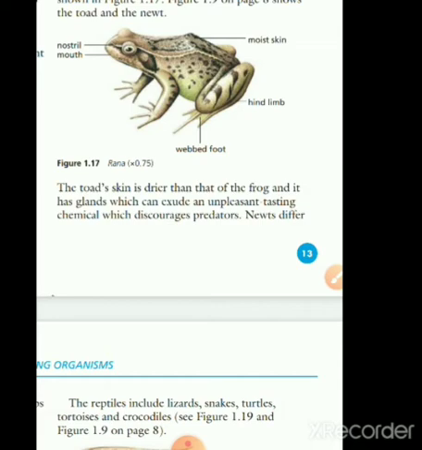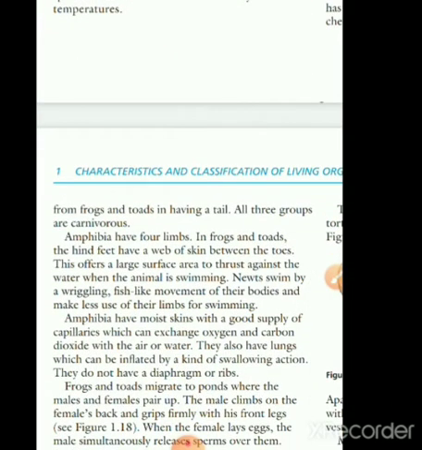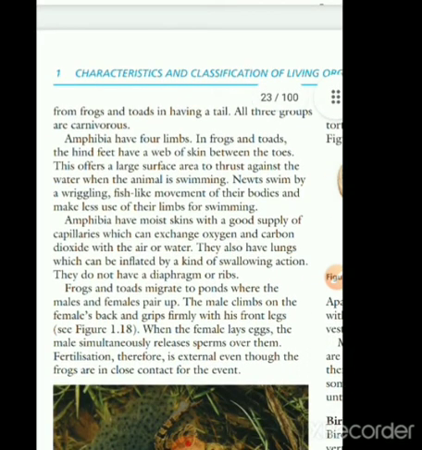Now the next creature is newts. They differ from frogs and toads because they possess a tail. All three groups are carnivores. They eat small organisms. The next point is that amphibians have four limbs. In frogs and toads, the hind feet have a web of skin between the toes, which aids them to swim faster because it enhances the surface area. So when they have more surface area on the feet, they can push against water with greater force.